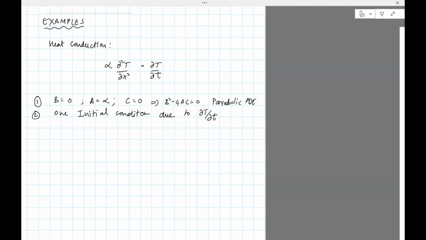This is usually conduction in a rod, x equals 0 to x equals L, and the temperature profile of this rod is something we need to figure out. So that would be two boundary conditions, and those happen due to the term d square T dx square. So second order term, you need two boundary conditions.